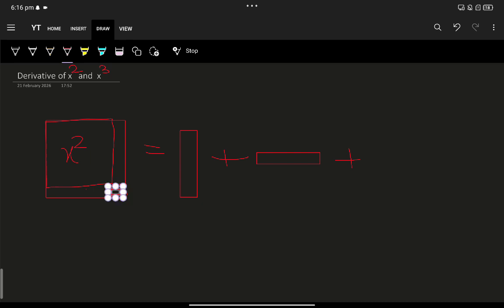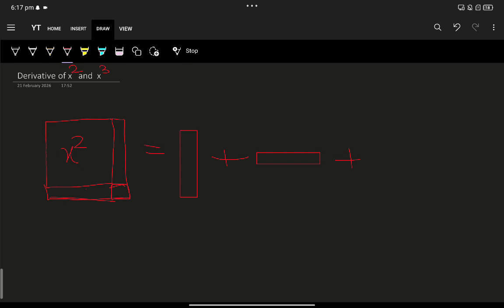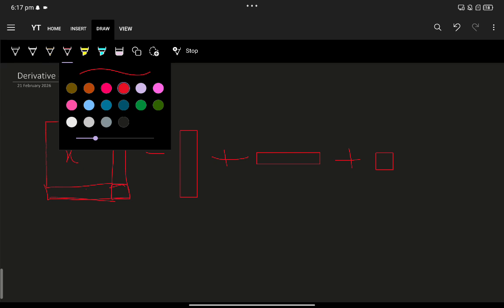It's so small, we'll just erase it. Okay, so this square right over here, I will also add that. And one more thing, the change in the area is caused by a small value, that is dx, right?